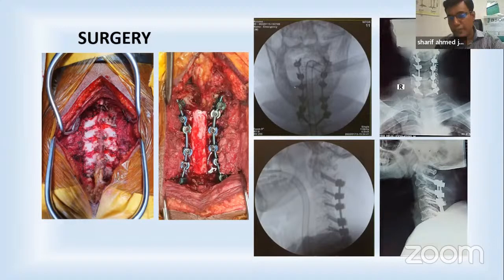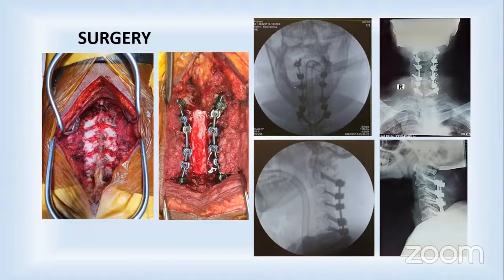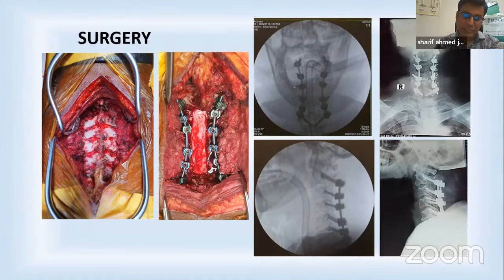So is there any comment from the faculty? Yeah, Dr. Sharif, this is a nicely done case. I want to ask you, when you opened this patient posteriorly, did you find any ligament injury or anything that you were worried about? Actually, when I opened this, it seems that at the C5 and C6 level there is an injury, and I also found buckling of the ligamentum flavum.